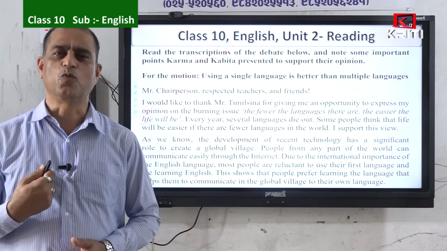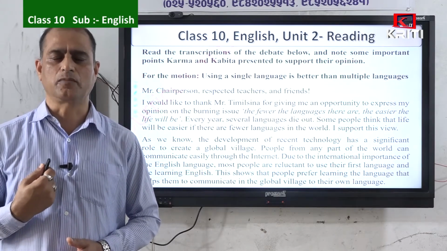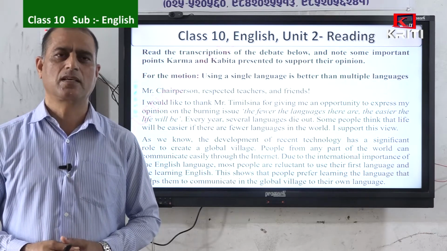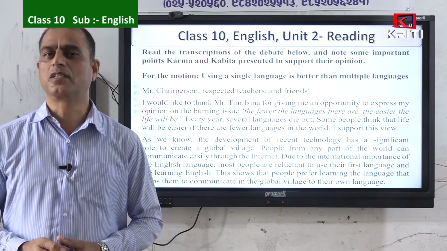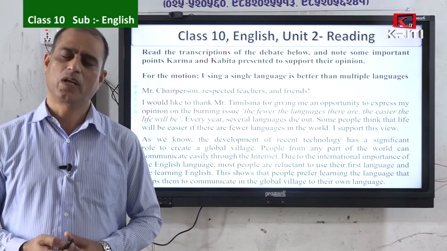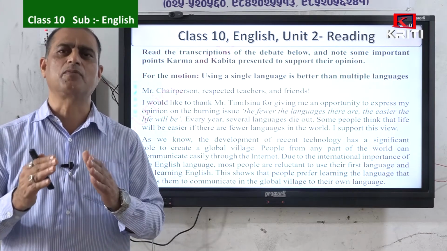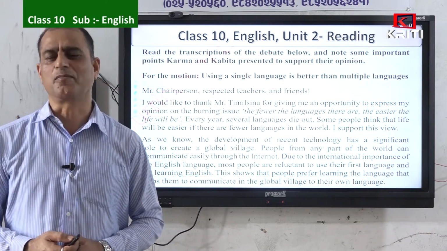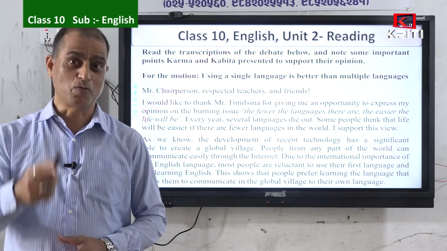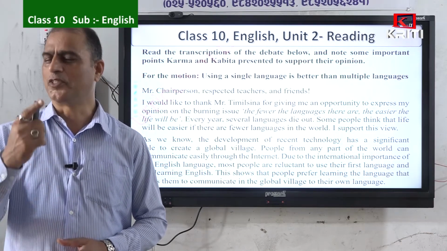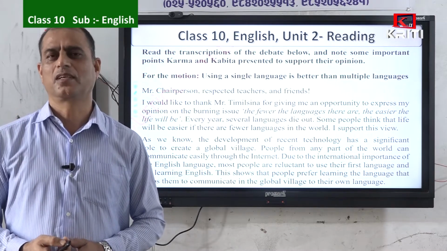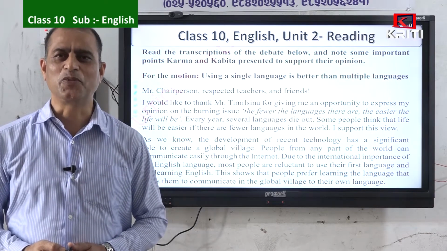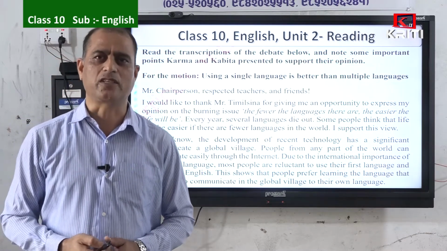Another example: health is better than wealth. The person speaking on health will say that health is better, health is best. And the opposing person will say wealth is best, wealth is better than health. That type of contradictory, opposite views and perceptions can be used in the debate. I hope we will do debate, and you will do debate in your classroom too. When you are physically present in your school, you will enjoy debating with your friends on the topic given by your teacher.